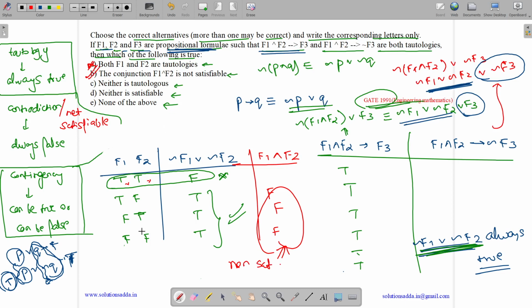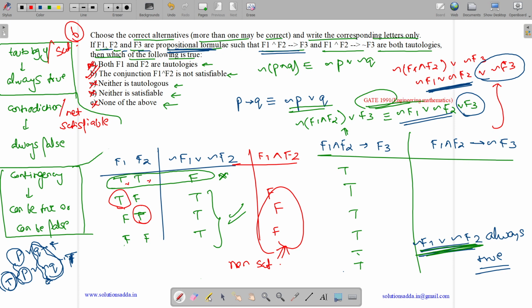Neither is tautologous. No, it's false, as F1 or F2 can be tautologous if the other one is false. Option C is false. Neither is satisfiable. Tautology means satisfiable. No, this is also false, as satisfiability can be there. This is false. Option E is false. So answer is option B.